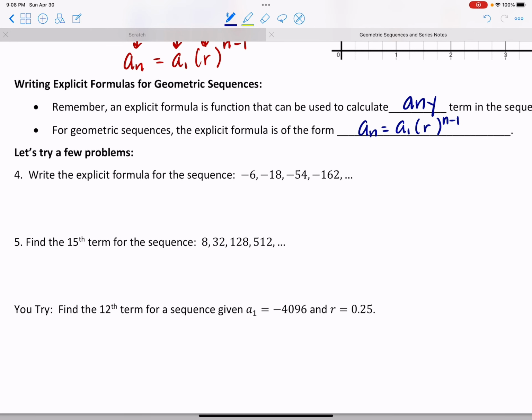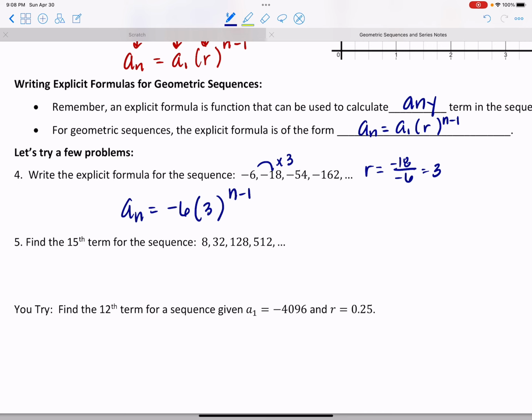So we're going to say a sub n is equal to, this list starts at -6, and I can see here I am multiplying by 3 to continue this list. And if you weren't sure, remember you could always take the second term and divide it by the first term, and there's your 3 for your common ratio. So 3 in the parentheses, and then raise it to the n minus 1 power. So that's your explicit formula.